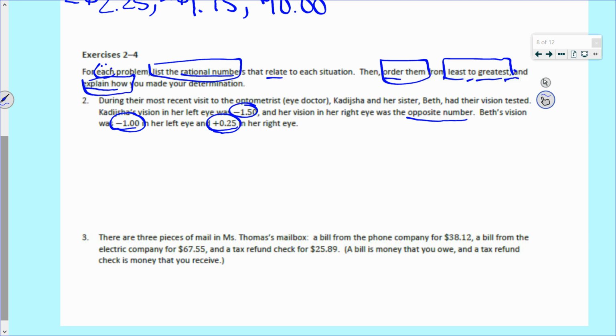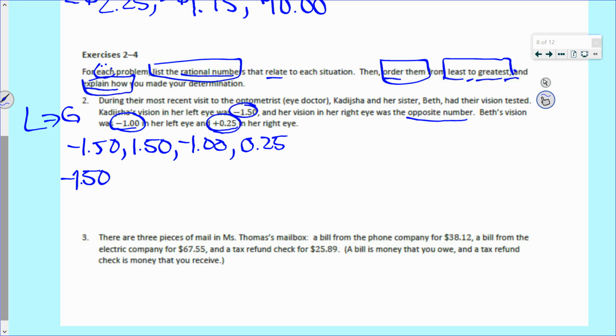So our first one, let's list it, negative 1.50. What would its opposite be? 1.50. Negative 1. Positive 0.25. Now we need to order them from least to greatest. So again, I'll write that there, least to greatest, to remind us what we're doing. Which of those numbers is the smallest? Negative 1.5.